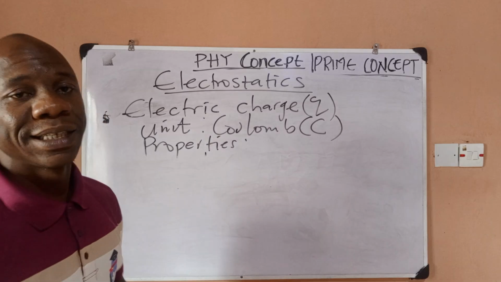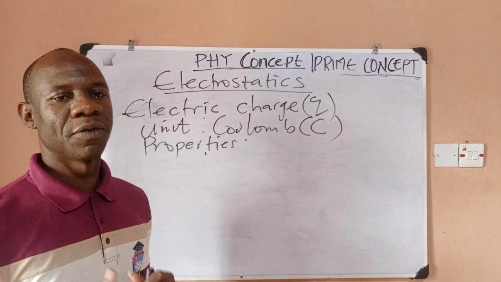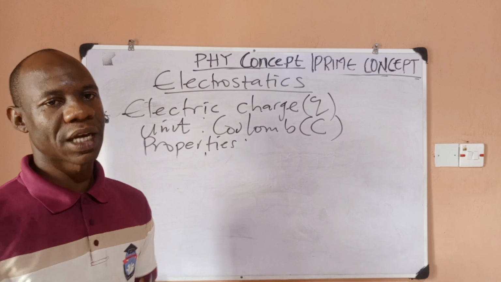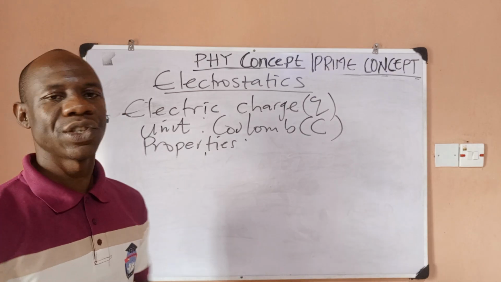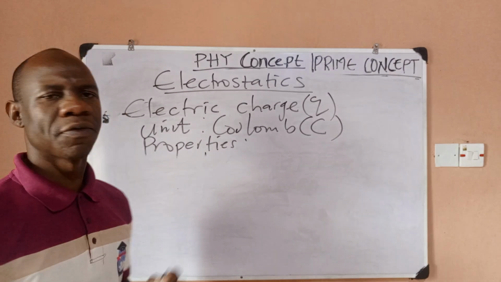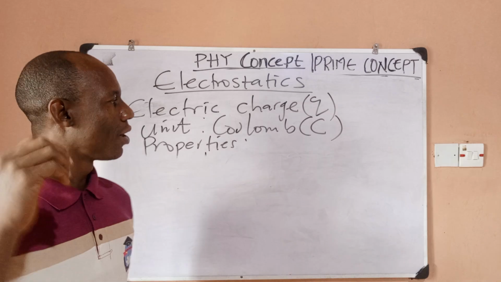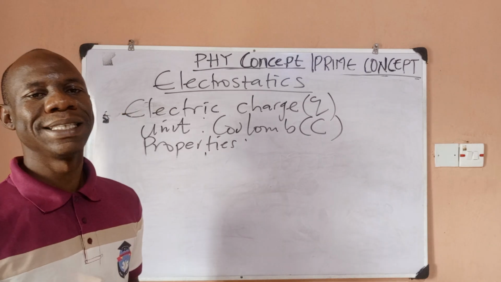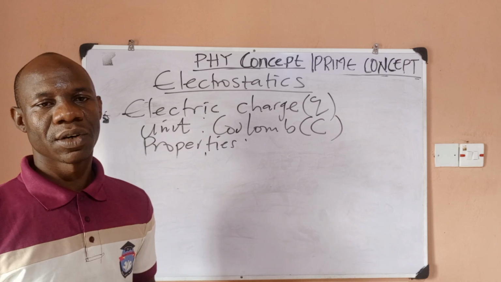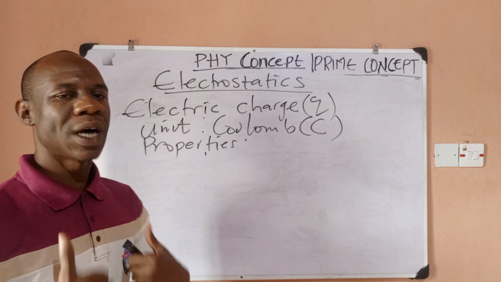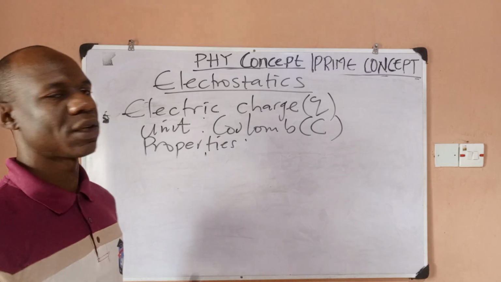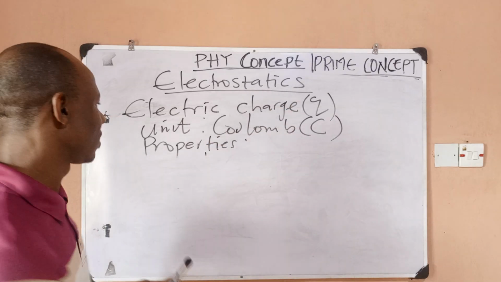Number four, another property we should know is that electric charge obeys the law of conservation. Electric charge follows the law of conservation of charge. That is to say, electric charge is conserved. And what does the law of conservation of charge say? It simply says that electric charge can neither be created nor destroyed, but can be transferred from one body or from one point to another. That is the law of conservation of charge, and electric charge follows that, right?